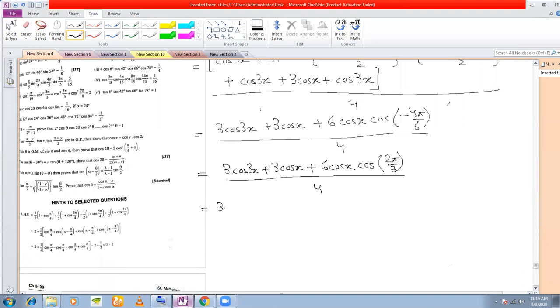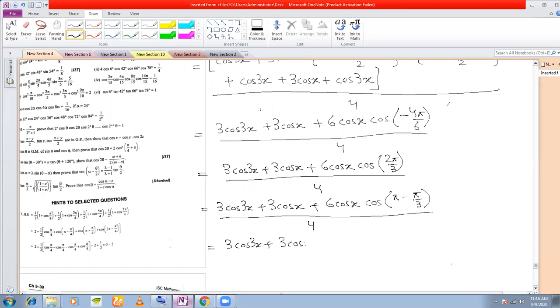Now let us try to simplify this. Let's see what we get. 3 cos 3x plus 3 cos x plus 6 cos x into cos 2 pi by 3, which can be written as pi minus pi by 3, right? Divided by 4. So this is 3 cos 3x plus 3 cos x plus 6 cos x into cos of 2 into pi by 2, an even multiple, minus pi by 3, whole divided by 4.